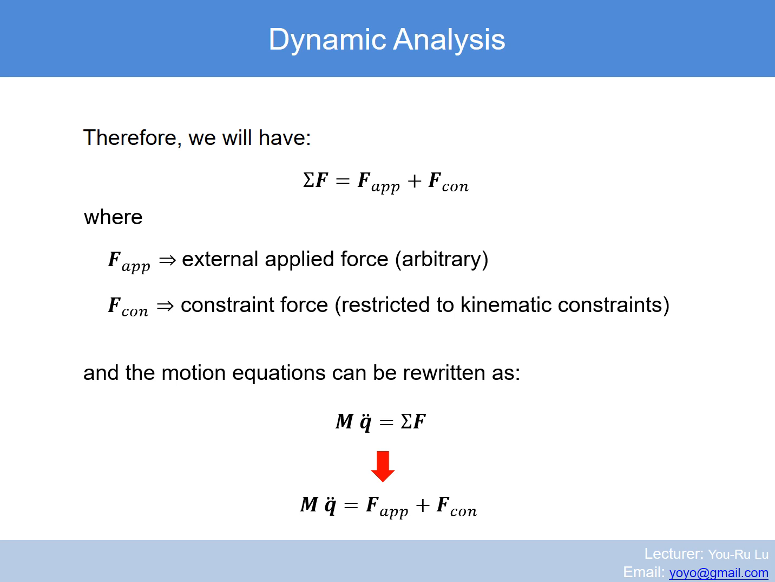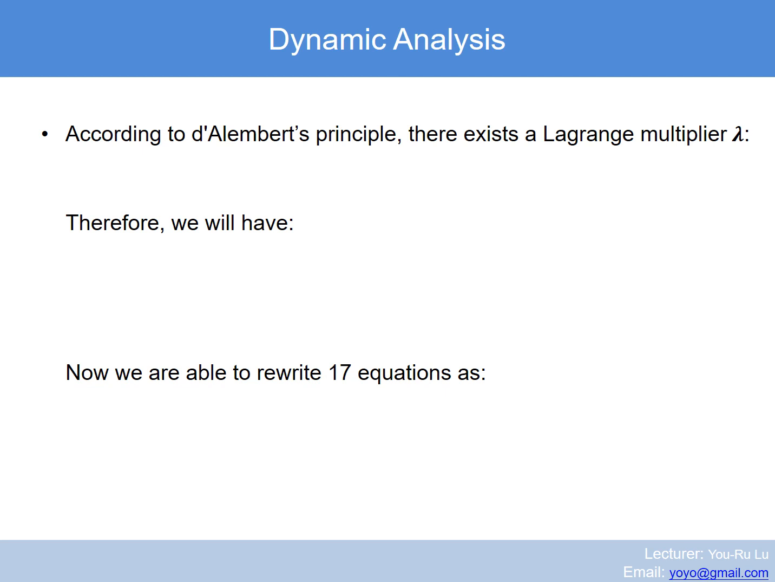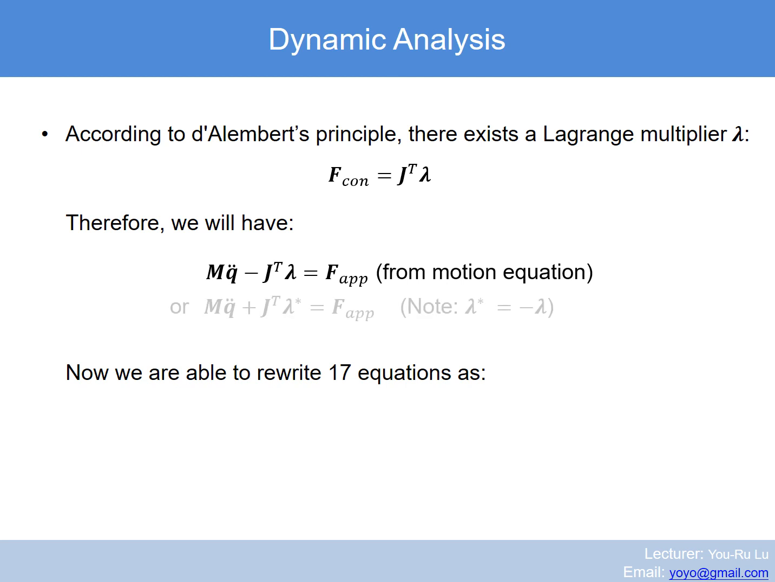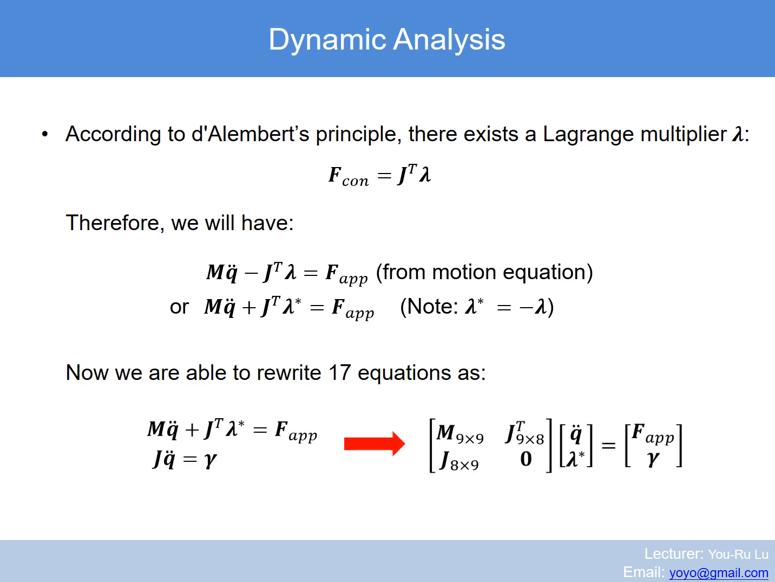Now you might wonder, how can this be helpful? Actually, according to d'Alembert's principle, there exists a Lagrange multiplier lambda such that F constraint equals Jacobian transpose times lambda. Therefore, the original motion equation can be rewritten as this, or this. Now we are able to rewrite the 17 equations as this. Next, I'm going to use an example to show you that this conclusion is correct.